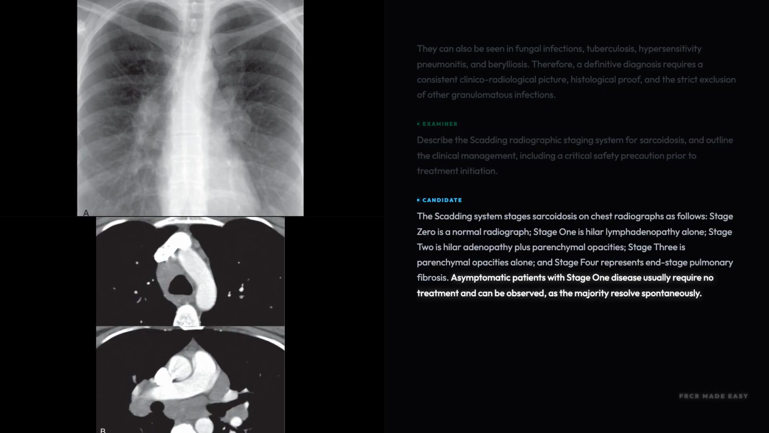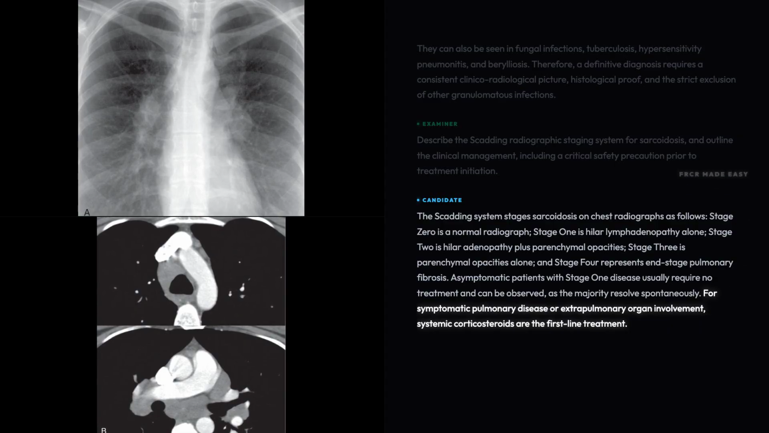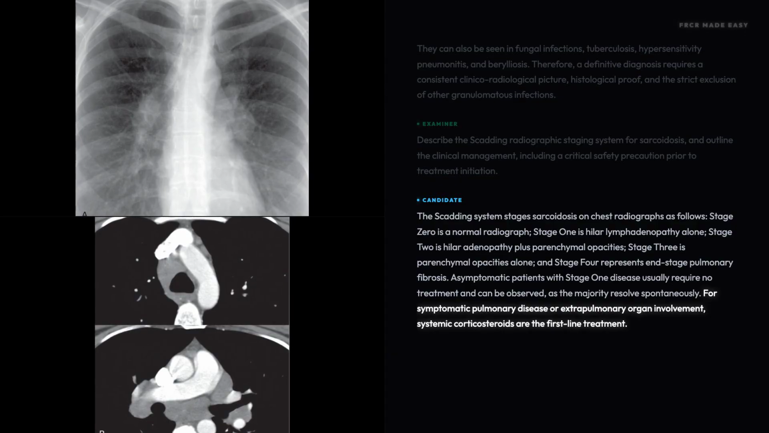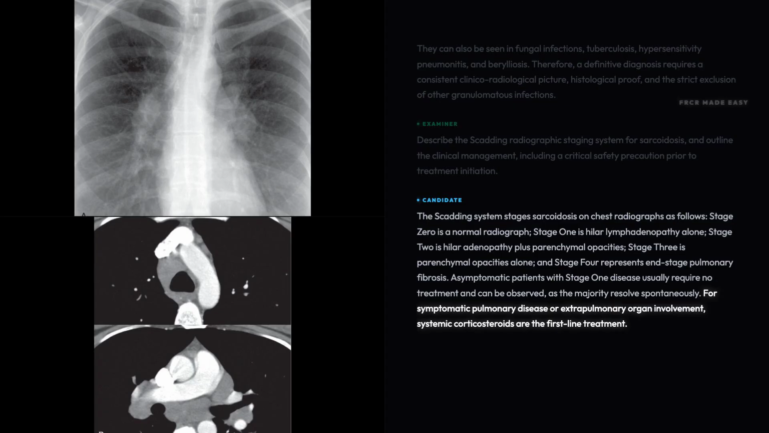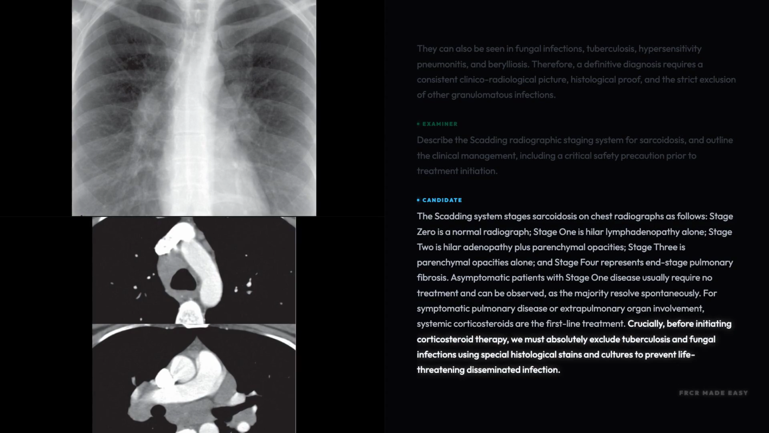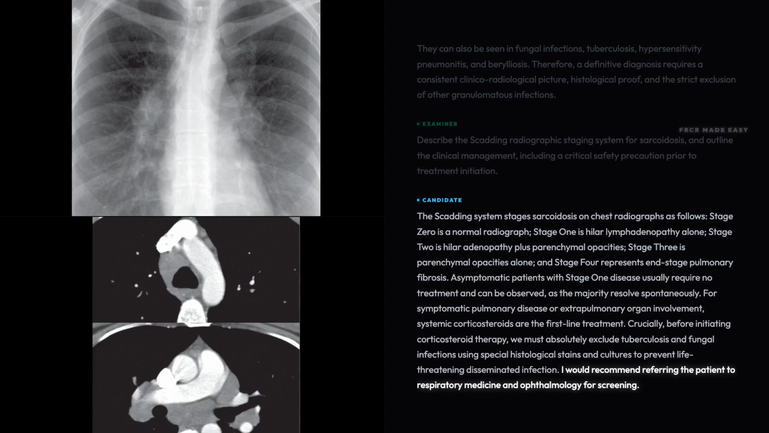Asymptomatic patients with stage 1 disease usually require no treatment and can be observed, as the majority resolve spontaneously. For symptomatic pulmonary disease or extrapulmonary organ involvement, systemic corticosteroids are the first-line treatment. Crucially, before initiating corticosteroid therapy, we must absolutely exclude tuberculosis and fungal infections using special histological stains and cultures to prevent life-threatening disseminated infection. I would recommend referring the patient to respiratory medicine and ophthalmology for screening.